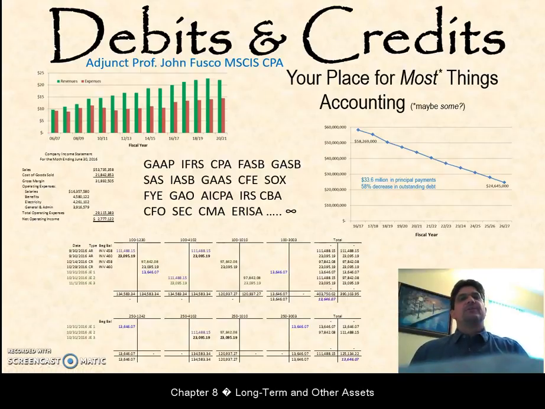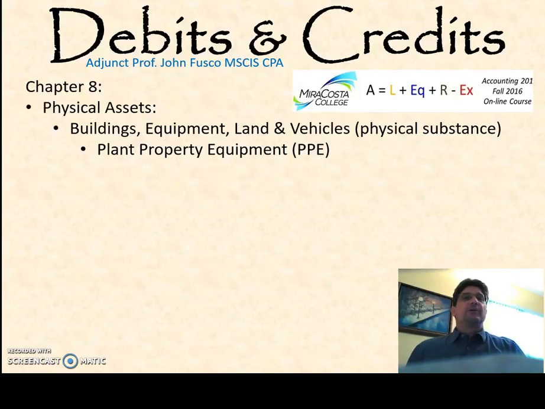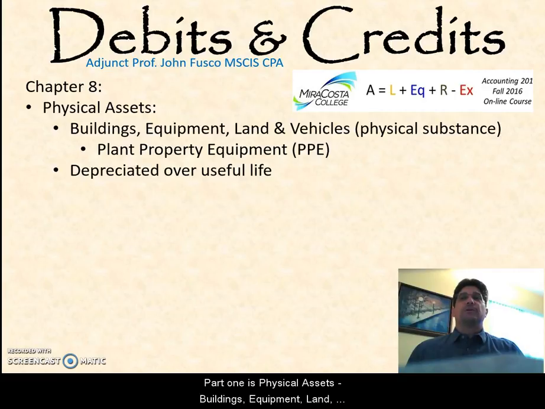Chapter 8, Long-Term and Other Assets. There is a lot in this chapter, but it is pretty simple to follow. There's 3 parts to Chapter 8. Part 1 is physical assets: buildings, equipment, land, and vehicles, also known as property, plant, and equipment.